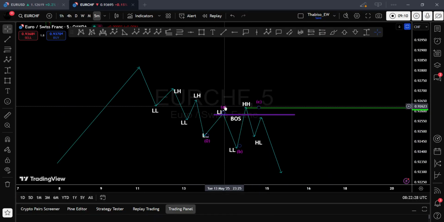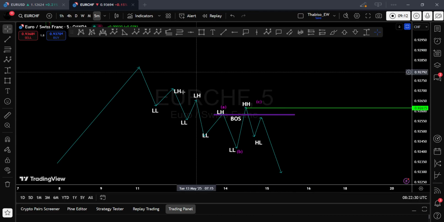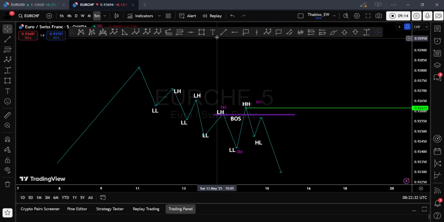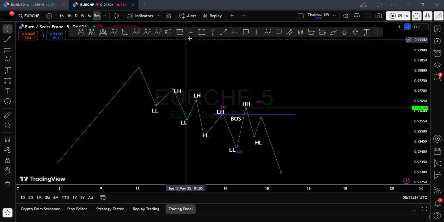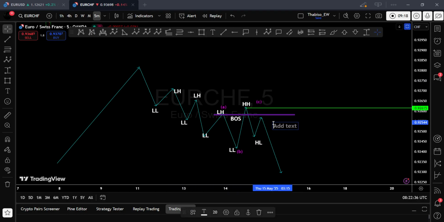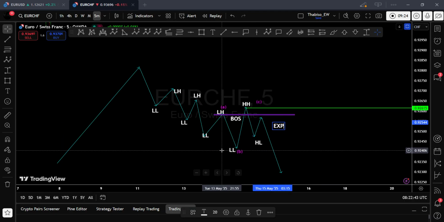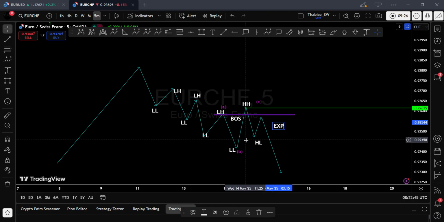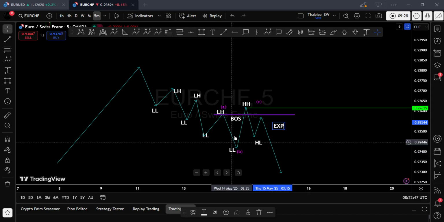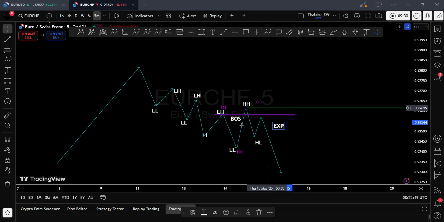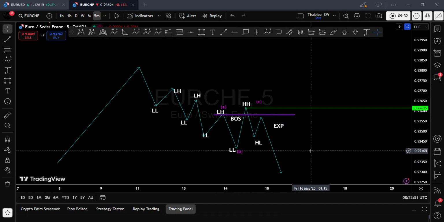Usually that would be an ABC correction where the C takes out the A and then it goes down. This correction is called an expanding flat. That's why you also need to look at momentum during the BOS to try and determine whether it could be a potential reversal or it was just part of a correction.